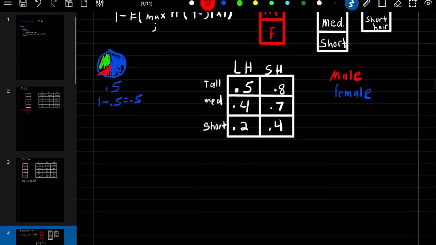Okay, so for a long-haired, tall person, they have a 50% chance to be a male. So what that would look like on our spinners, 50% would be red, or male. So no matter whether we guess male or female, we'll be right 50% of the time. So we can just guess male. Now for the next observation, we see a long-haired, medium height. There's only a 40% chance to be a male. So in this instance, we would guess female, and we'd be right 60% of the time.